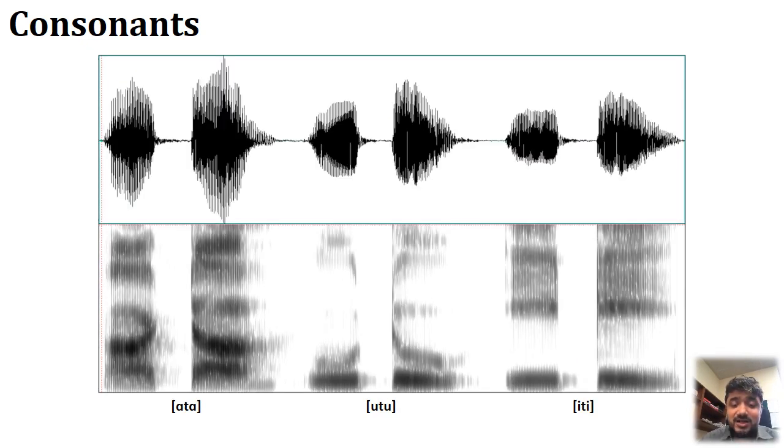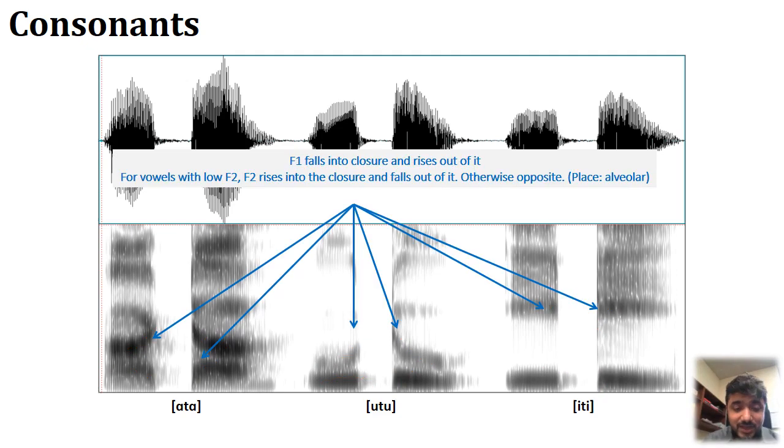You see Arta, Utu, Iti, and now this behavior is becoming more pronounced. This behavior was not very pronounced in case of dentals, but it's more pronounced in case of alveolars. This movement is less pronounced in the dentals as compared to here. But this is a dental voiceless stop. Everything else about this you can observe on your own.